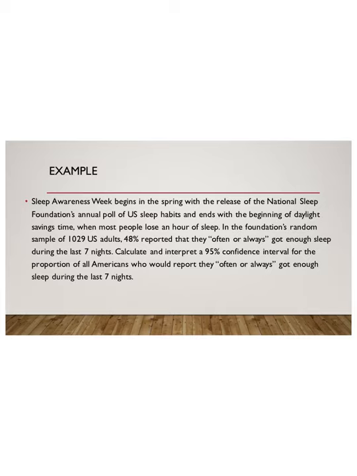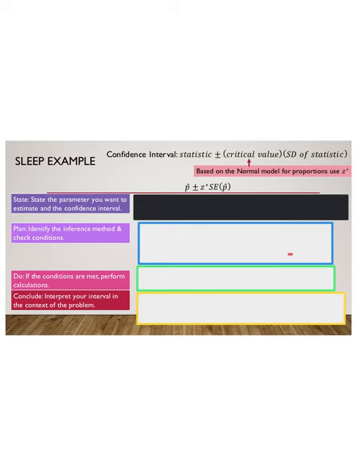If I'm asked to construct a confidence interval, I'm going to want to do our 4 steps: state, plan, do, conclude. Our confidence interval, which is also in your formula sheet that you can use on the test, is your sample statistic plus or minus your critical value times the standard deviation of that test statistic. Remember, the critical value is based on a normal model for proportions, and we use a z star in the formula. Hence, we have p hat plus or minus z star times the standard error of p hat.